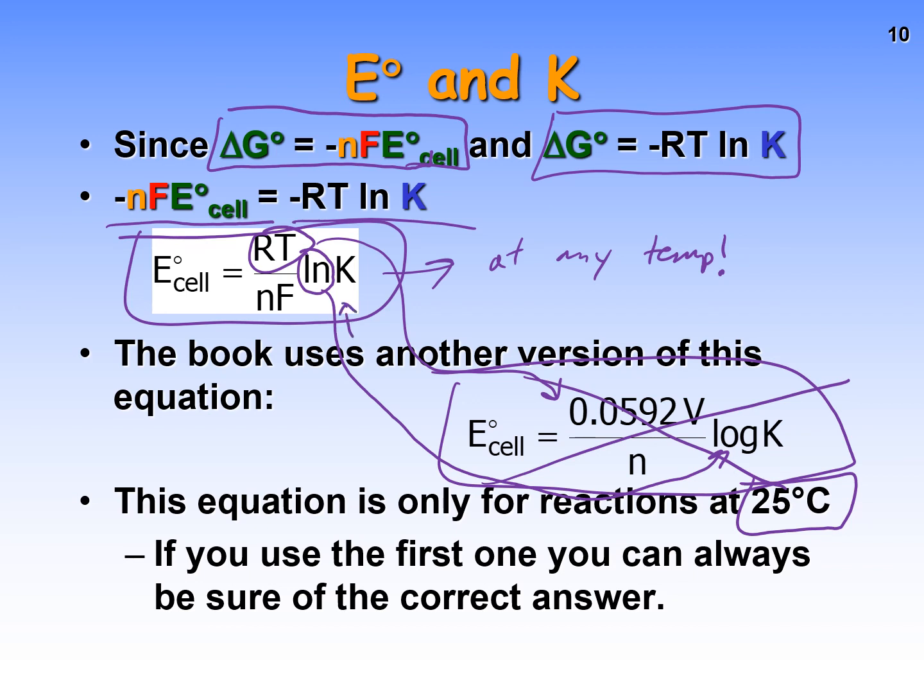Use that one. It works at any temperature, in any condition, as long as we're understanding conditions still, because this is an E naught value. If you use the first one, you'll always get the answer no matter what temperature we're at. This one only works at 25. Use whatever one you want. I mean, you can use this one by all means, but I'm not going to give it on the test. And I don't like it because it tends to lead to simple mistakes.